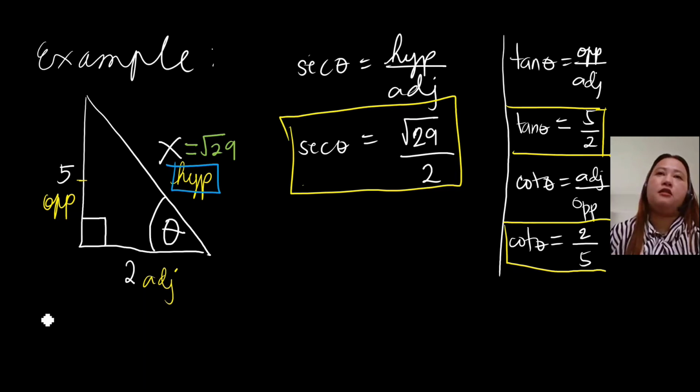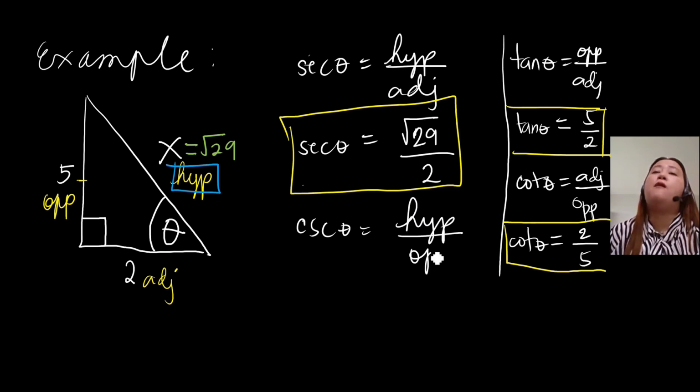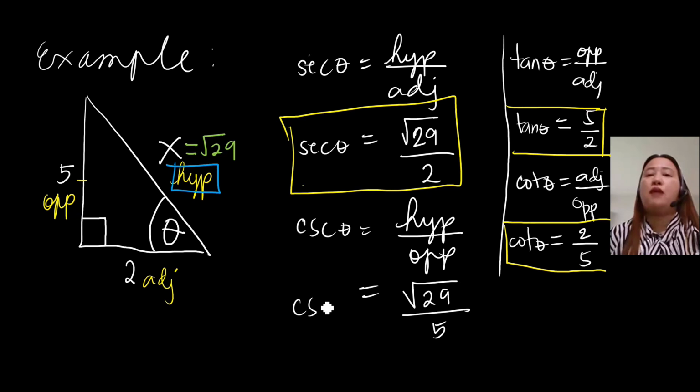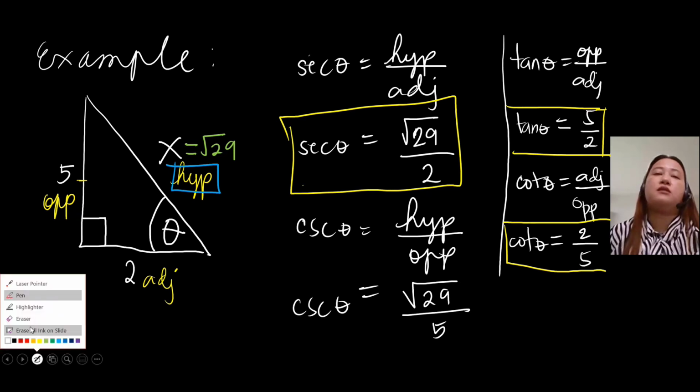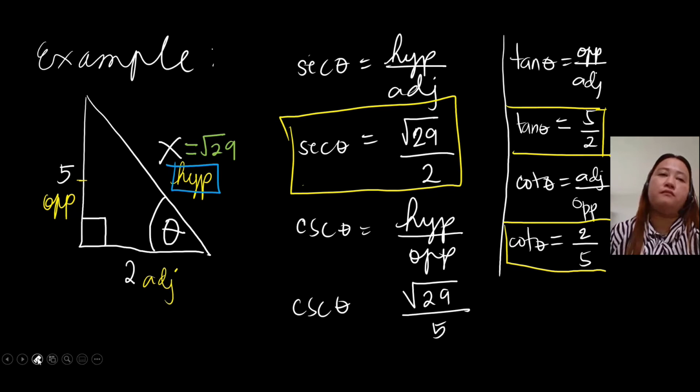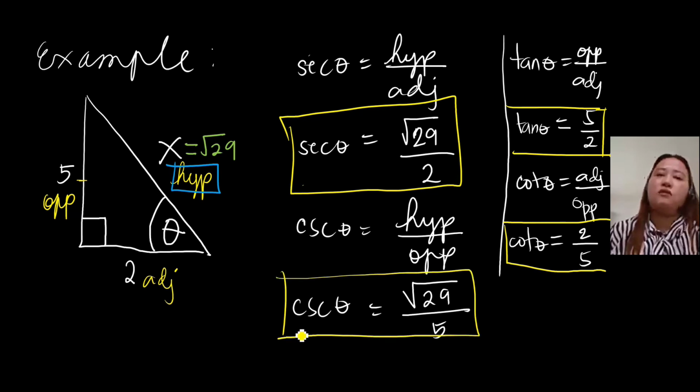And then another reciprocal is the cosecant theta, which is hypotenuse over the opposite. So substituting, we have hypotenuse of square root of 29 over opposite, which is 5. Again, nothing to cancel. So therefore, this is the final answer. Just do not forget to box your final answer. So that's it.